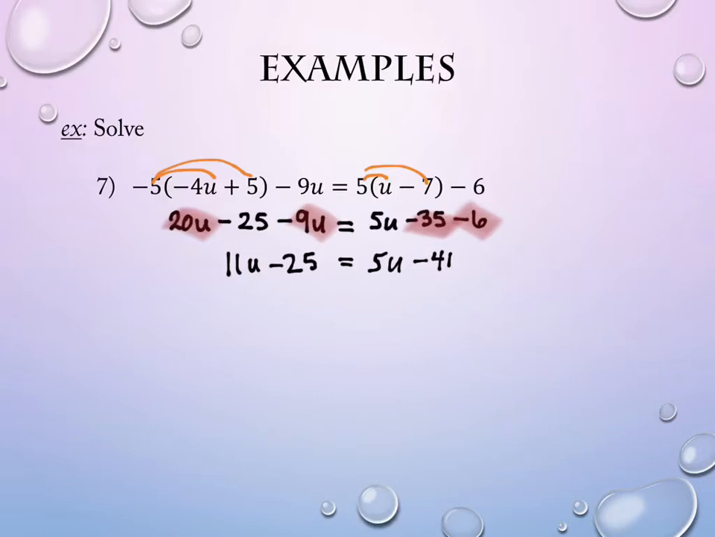Now, we're going to have to move some things around. Let's deal with the u's first. Do you want to move the 11u to the right or the 5u to the left? 5u. Okay. So 5u is a positive 5u, so we do a negative 5u.